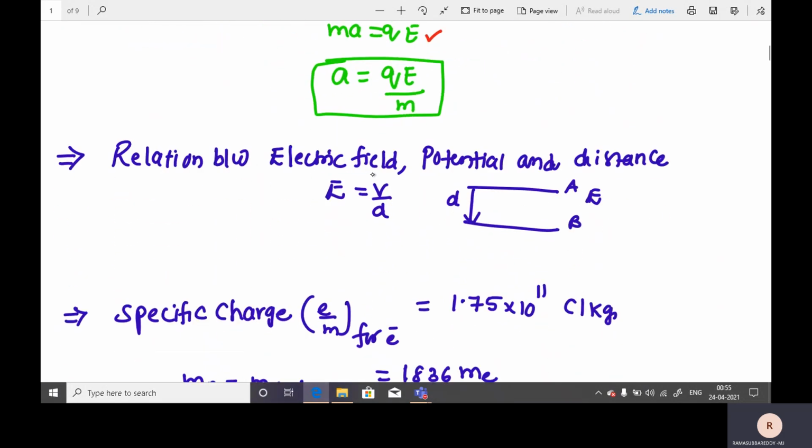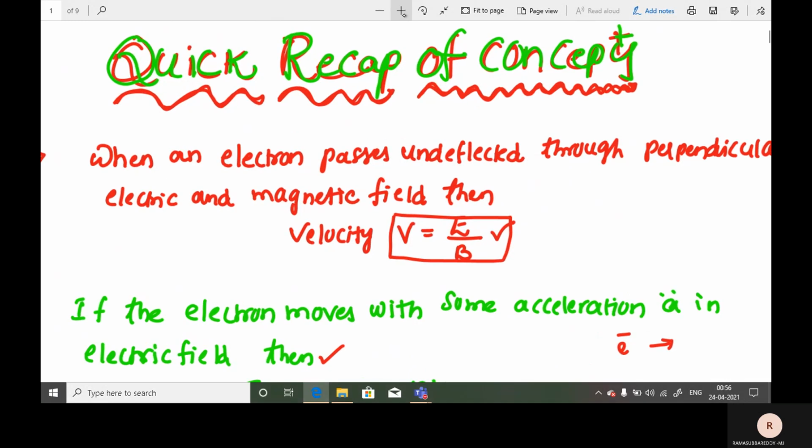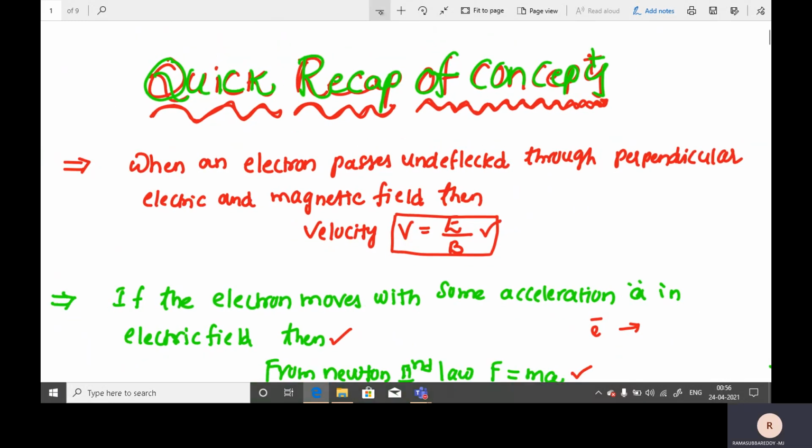Then we have the relation between electric field, potential and distance: E is equal to V by d, where d is the distance between the two plates.